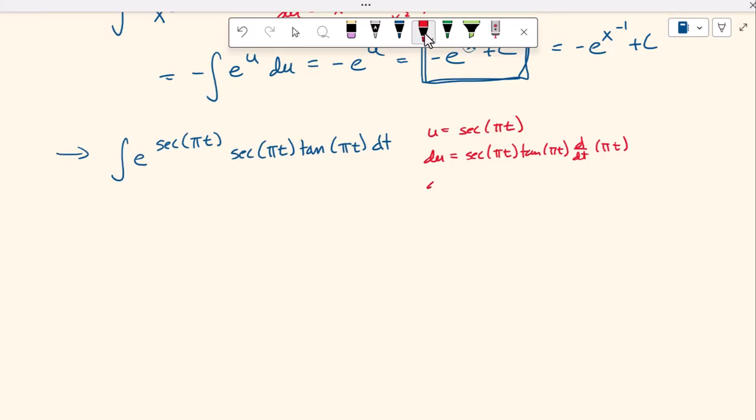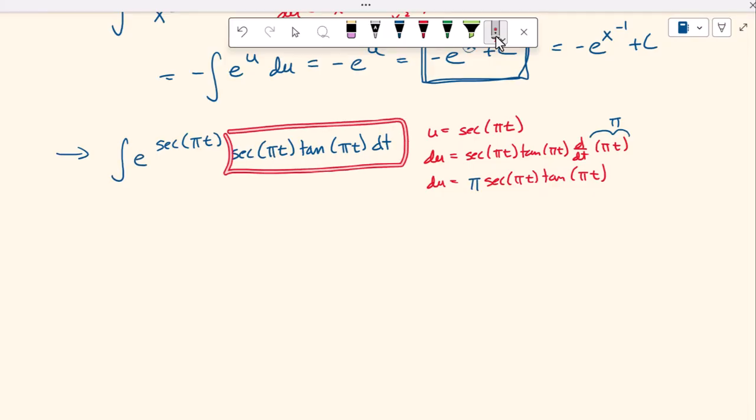I just want to include that step for you. So the derivative of pi t is just going to be pi. If it was 3t, it would be 3, but pi is just your constant here, so this is just equal to pi. So I'm going to pull that pi out front, and then I have secant pi t, tangent pi t. So let's see what we have here. I have everything I need. This is my du. The only thing I'm missing is this pi. So I can multiply by a pi on the inside, compensate with the 1 over pi on the outside.